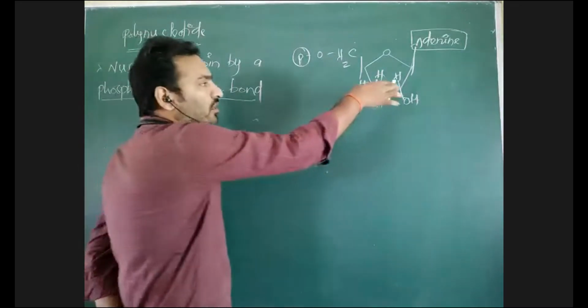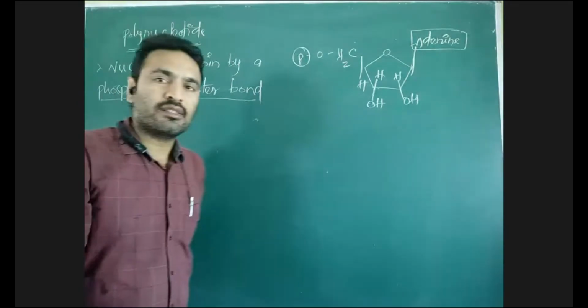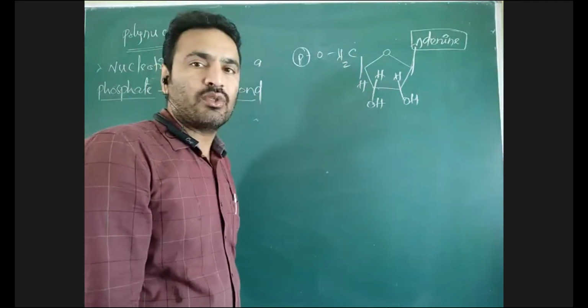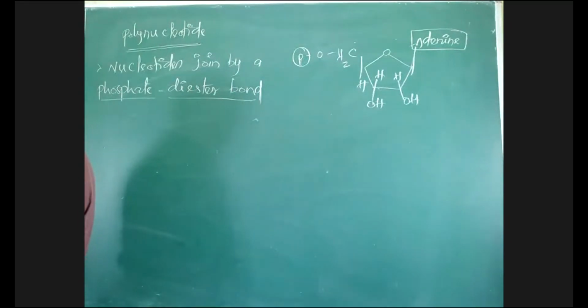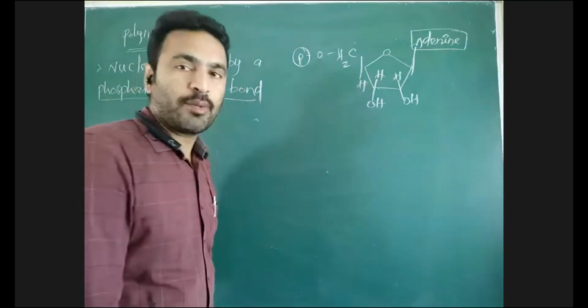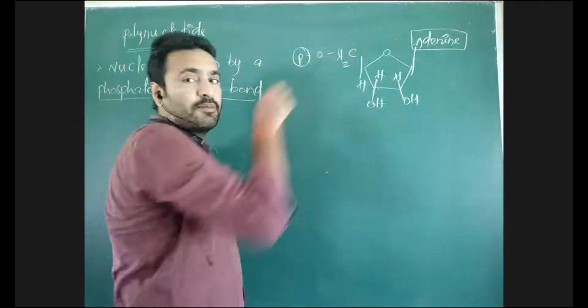Here this is a nucleotide, right? What is the type of this nucleotide? Whether it is ribonucleotide or deoxyribonucleotide? Tell me. Yes, it is an RNA nucleotide. It is a ribonucleotide, which is present in RNA. Whether it is a purine nucleotide or pyrimidine nucleotide? It is a purine nucleotide because adenine is present.